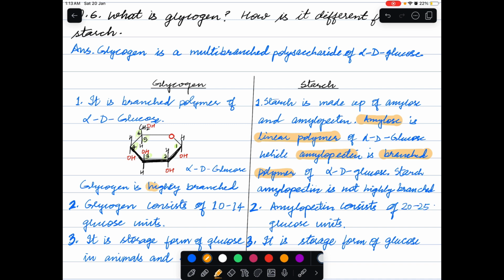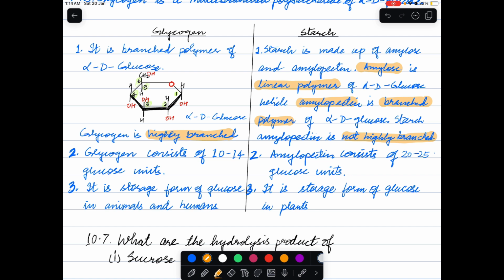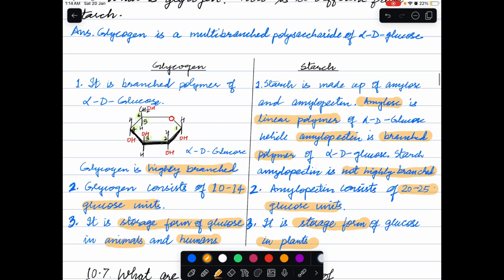Glycogen is highly branched, while amylopectin is not highly branched. We have fewer branches in case of amylopectin of starch. Second point of difference is that glycogen consists of 10 to 14 glucose units, while amylopectin consists of 20 to 25 glucose units. And if we look into where these polysaccharides are present, glycogen is a storage form of glucose in animals and humans, while starch is the storage form of glucose in plants. So starch is found in plants while glycogen is found in animals and humans. This is all about the difference between glycogen and starch.